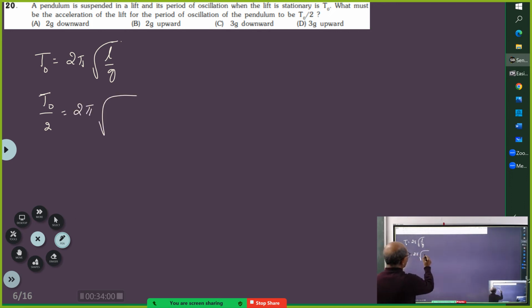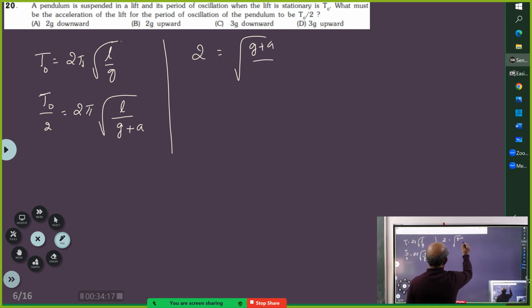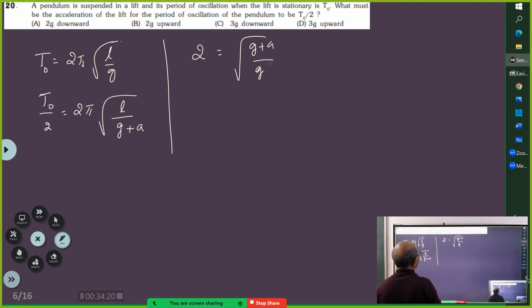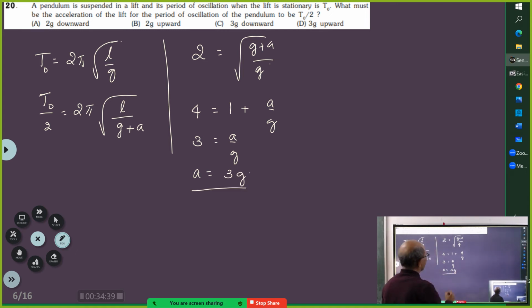So lift has to go, because G has to increase. So we have to take the lift accelerating upwards. So this will be G plus A. Lift is accelerating with A, that's it. So you get here calculation, 2 will be equal to root of G plus A divided by G. So here 4 will be equal to 1 plus A by G, or 3 will be equal to A by G, or A will be equal to 3G. This is the option, and this is going upwards.